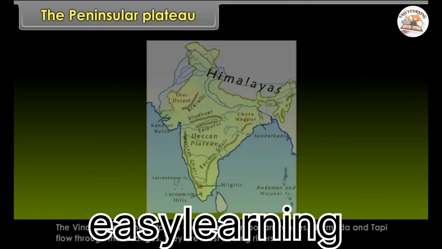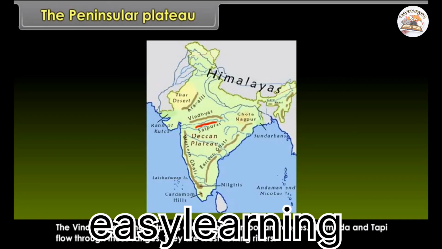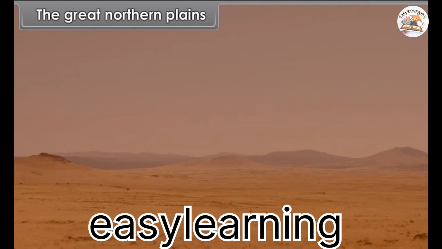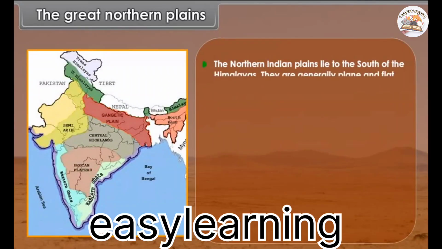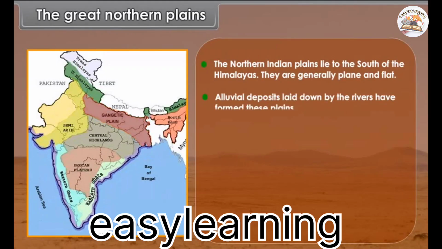Its relief is highly uneven. It has numerous hill ranges and valleys. Aravalli Hills is one of the oldest ranges of the world. It borders the plateau on the northwest side. The Vindhyas and the Satpuras are the other important ranges. Narmada and Tapi flow through these ranges. They are west-flowing rivers. They drain water into the Arabian Sea. The Western Ghats or Sahyadris border the plateau in the west and the Eastern Ghats form its eastern boundary.